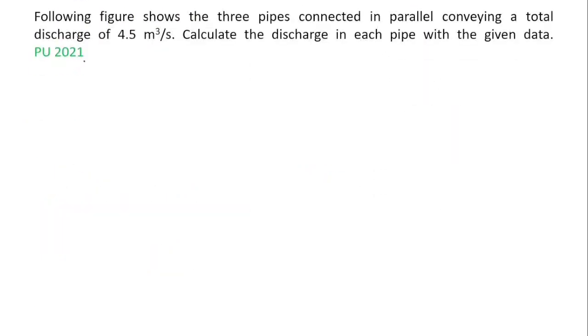So next question, it was asked in Purbanchal University in 2021. Following figure shows the three pipes connected in parallel conveying a total discharge of 4.5 meter cube per second. Calculate the discharge in each pipe with the given data.